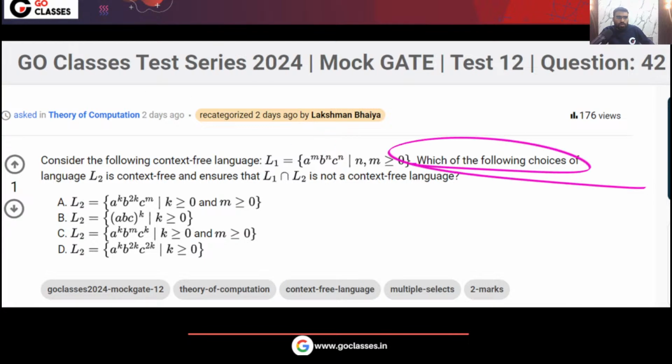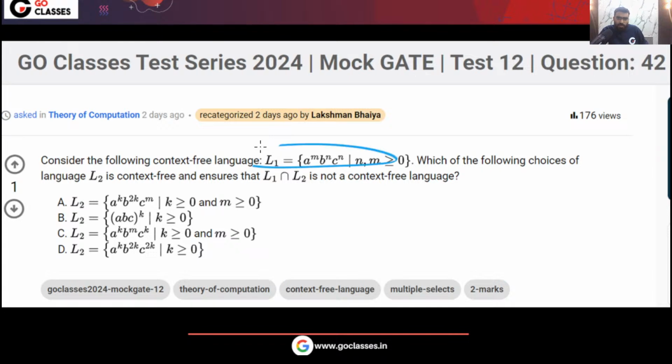Which of the following choices of language L2 is context-free and ensures that L1 intersection L2 is not context-free? See, this is a beautiful question. L1 is given to you, that is a power m, b power n, c power n, where n, m are greater than or equal to 0. And now the question is asking which of the following choices of L2 must be context-free, and L1 intersection L2 is not context-free.